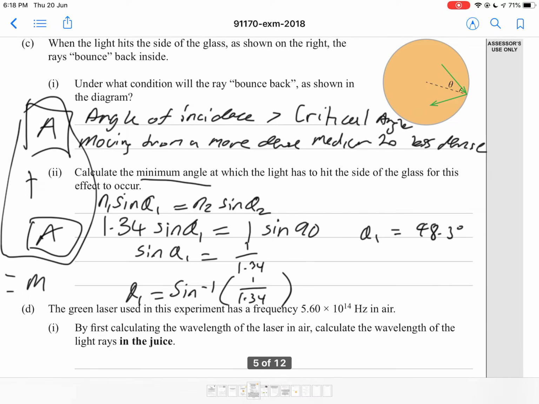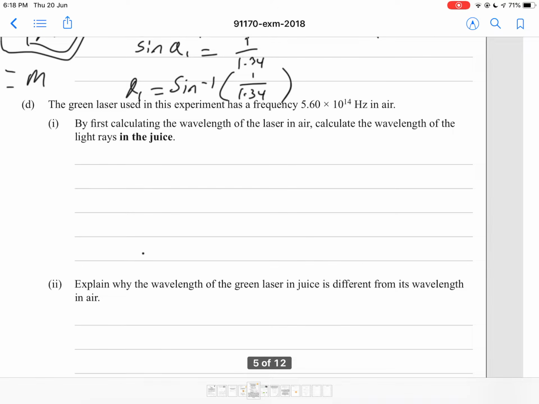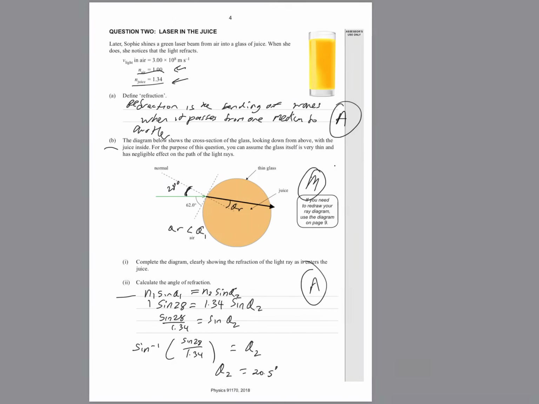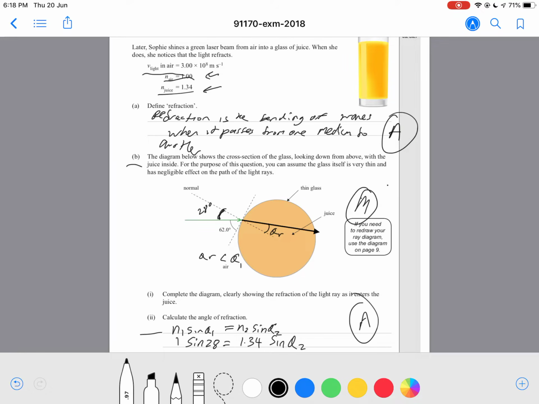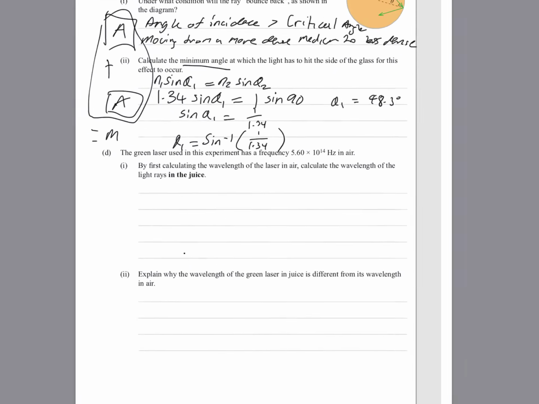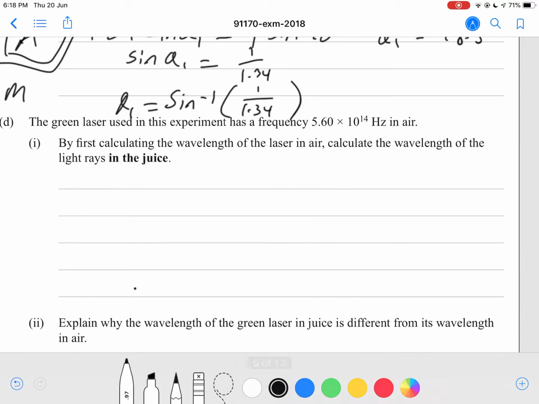The green laser used in this experiment has a frequency of 5.6 times 10 to the power 14 Hz in the air. By first calculating the wavelength of the laser in the air, calculate the wavelength of the light rays in the juice. As stated on the first page, the velocity of light in air is 3 times 10 to the power 8 meters per second, and the frequency is 5.6 times 10 to the power 14 Hz in air.